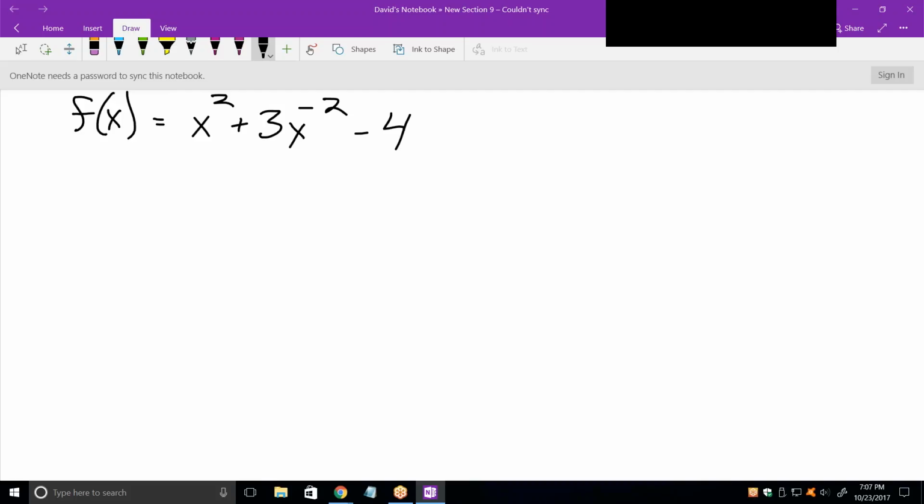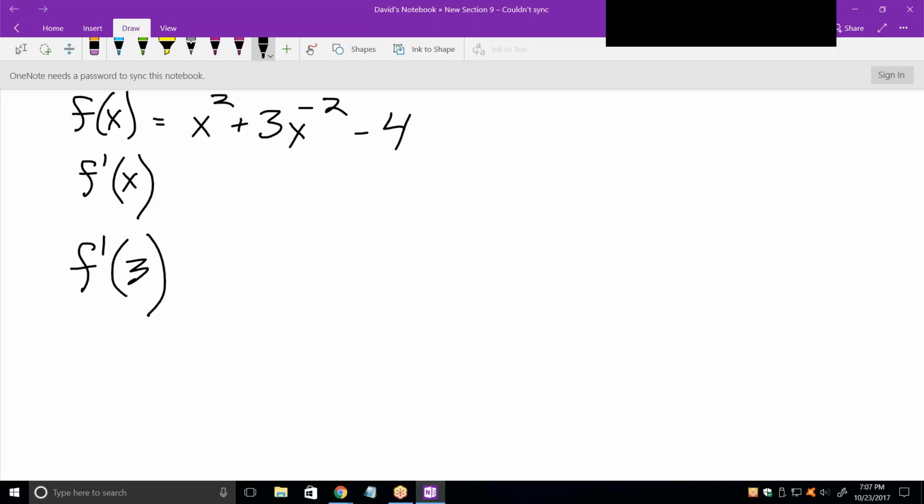The slope of the tangent line is the first derivative. And so what we're really going to want is f evaluated at 3. Yes, x equals 3. Positive 3. Okay. So that's what we want.